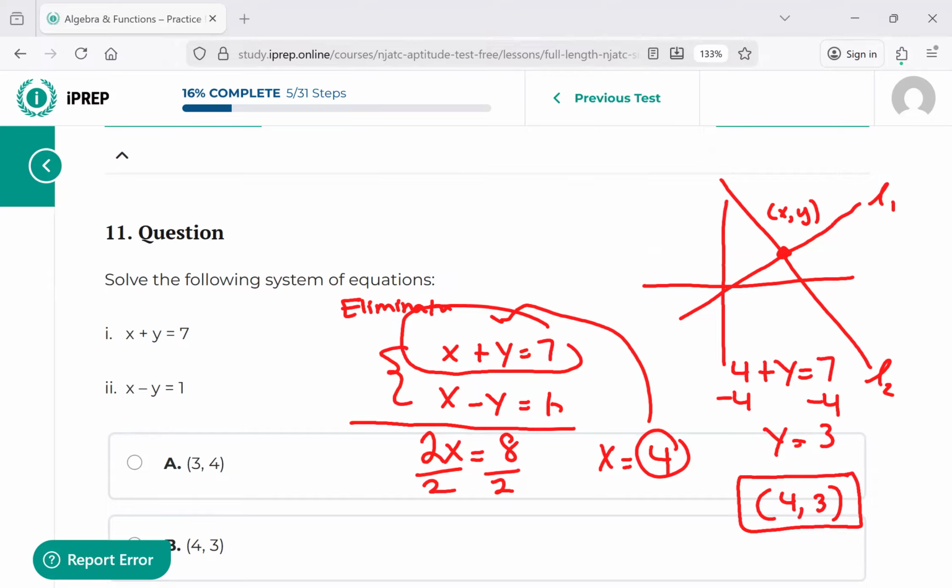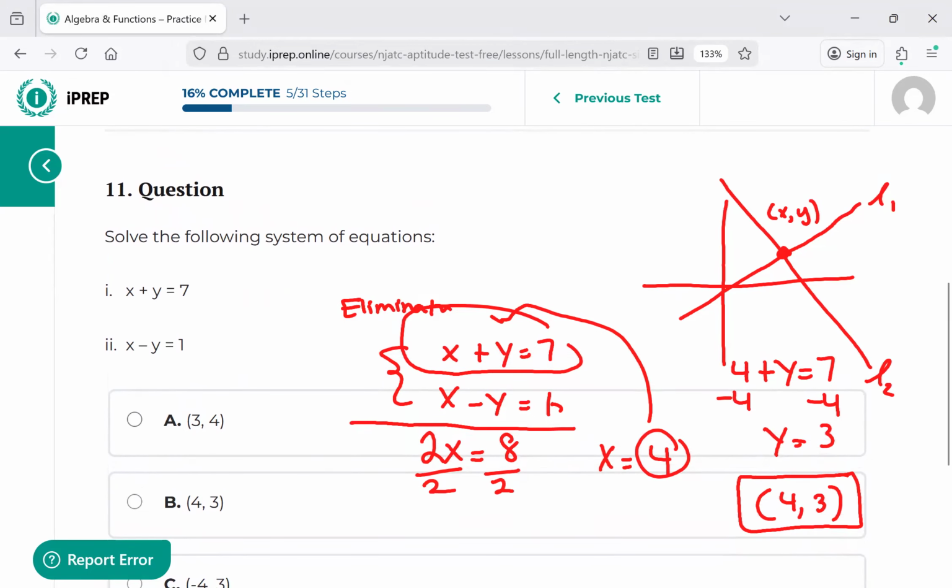Now, the other choice, if you forgot how to do elimination: because it's multiple choice, what you could do is test each one back into both equations, and if both equations turn out to be true, that's the one. For example, if we use the point 3 comma 4 and put it into the first one, my x is 3 plus my y is 4. That is 7. Is that true? Yes, 3 plus 4 is 7. This is a true statement.